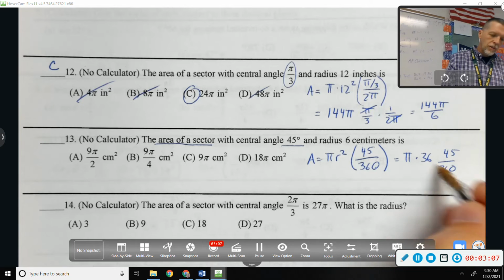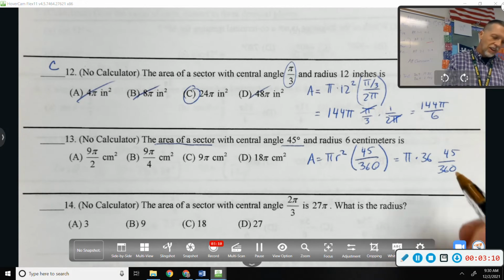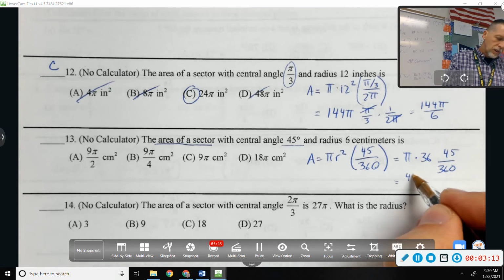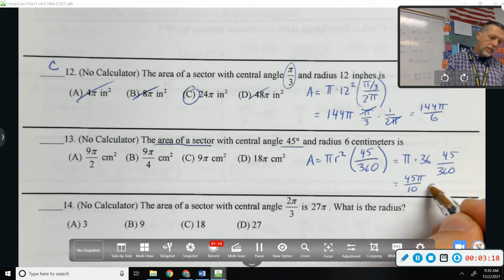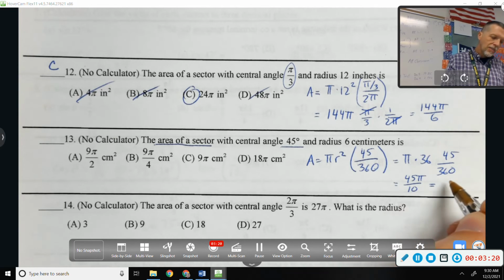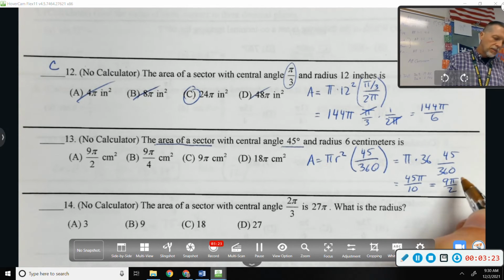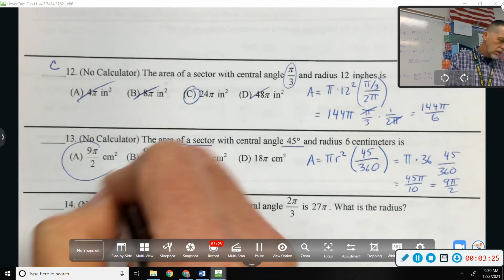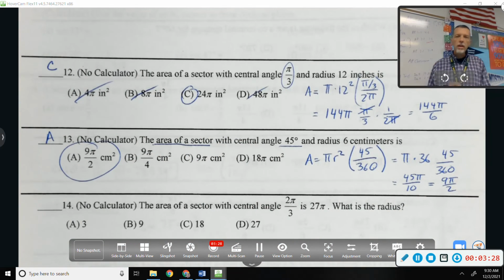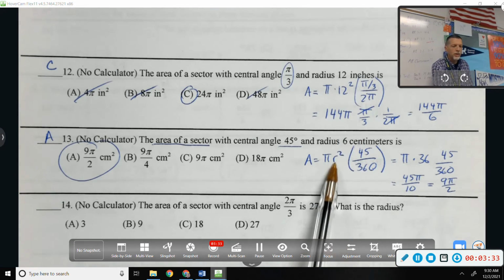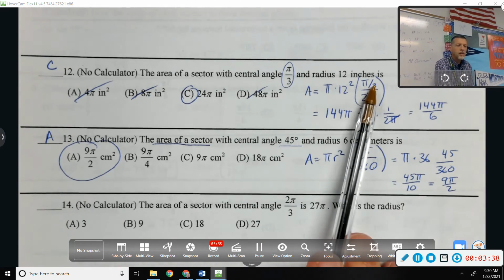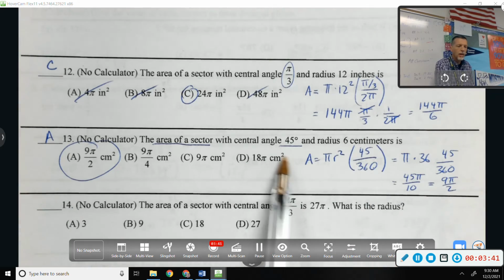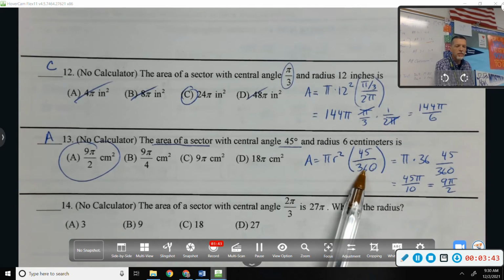Or, why don't we reduce the 36 and the 360? Because that would reduce to a 10 in the bottom. And then we could reduce both of those by 5. So 9 pi over 2. So that, in my mind, is the same formula, pi r squared, and then multiplied by whatever fraction of the circle you want. Pi over 3 out of 2 pi. But if you're in degrees, it's 45 out of 360.